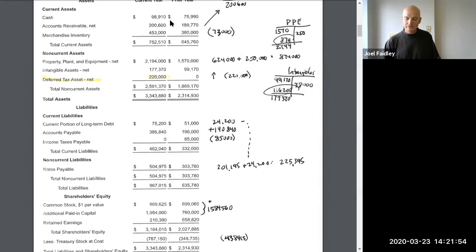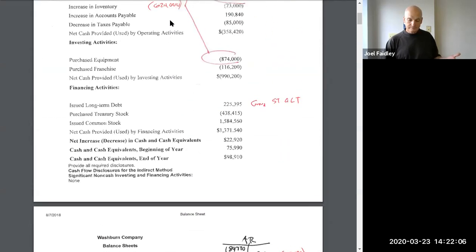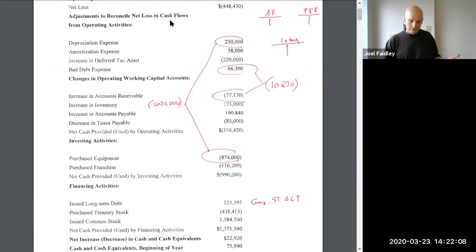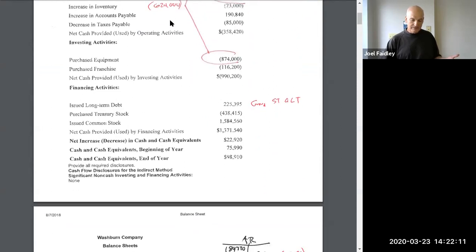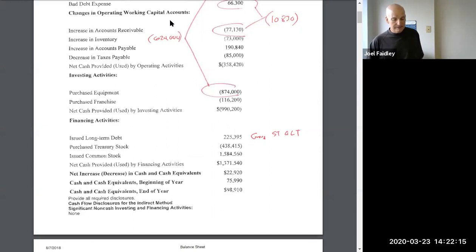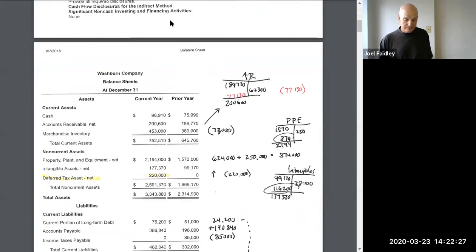All right, so if I've reduced that by amortization, then the difference in this total and 177,370 is 116,200. So I must have purchased intangibles for 116,200. So we plug that in. There it is, 116,200. So now we've completed the investing section, and the net cash provided by investing is $990,200. Okay, so that leaves the financing section.